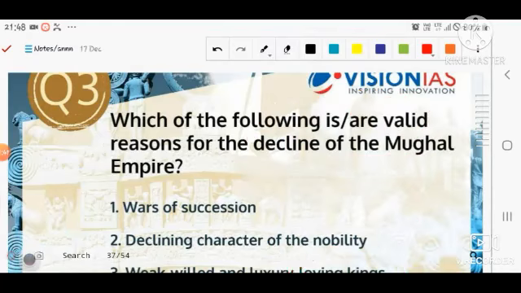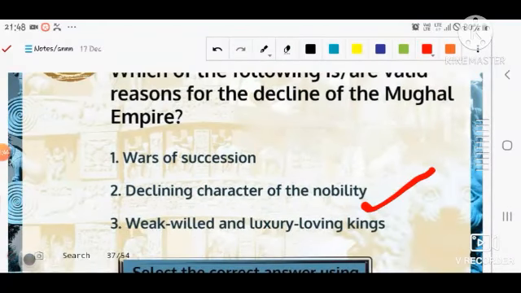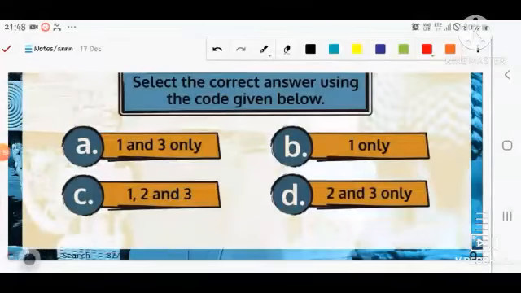So, war of succession, number first. Number second, declining character of the nobility. Number third, weak-willed and pleasure-loving kings. So you have to choose the correct option from there. Let's discuss the next question.